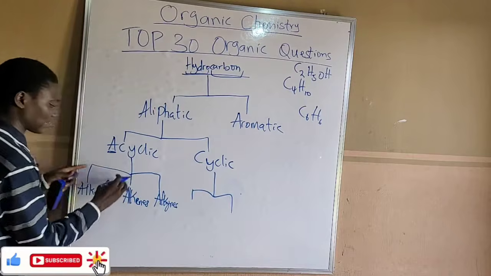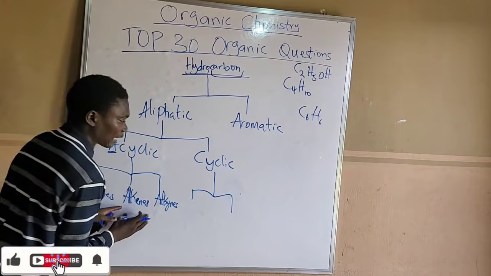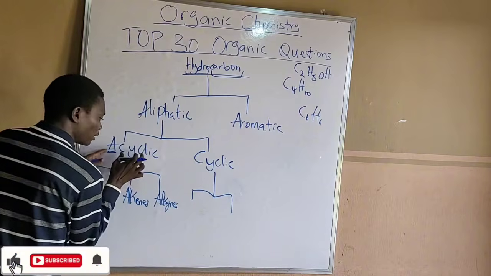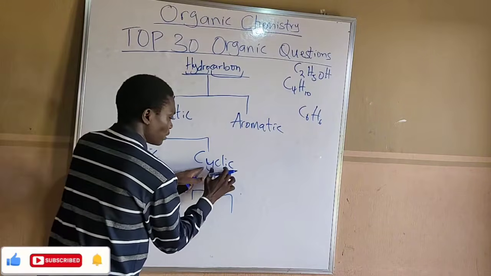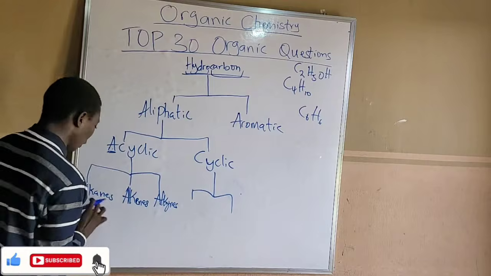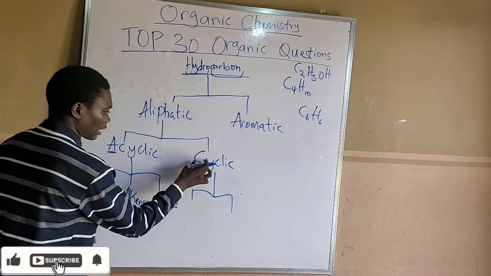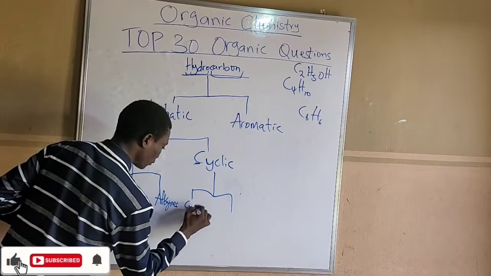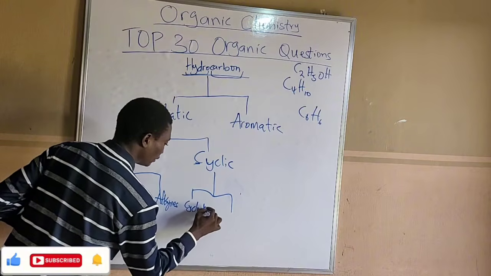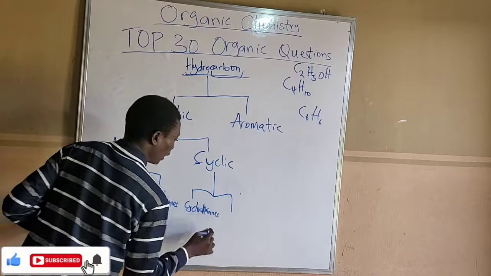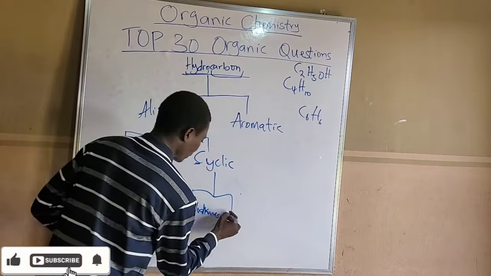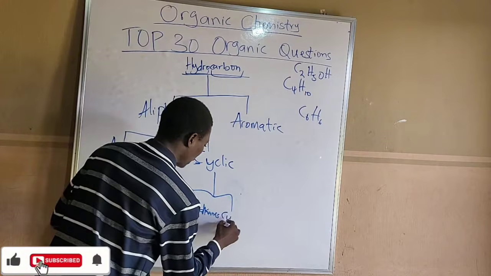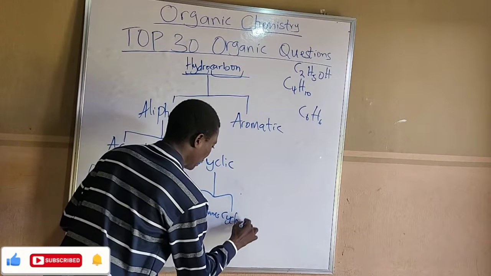It's just like the cycloform of alkanes and the cycloform of alkenes. That is what this is, the cycloform of this particular one. So that is cycloalkane. It started with C, right? So it will be cycloalkanes and cycloalkenes.